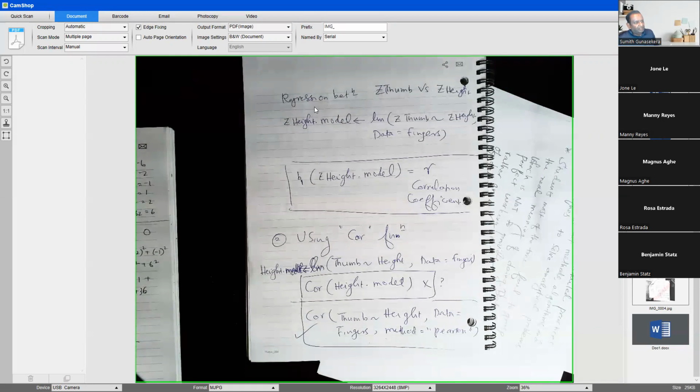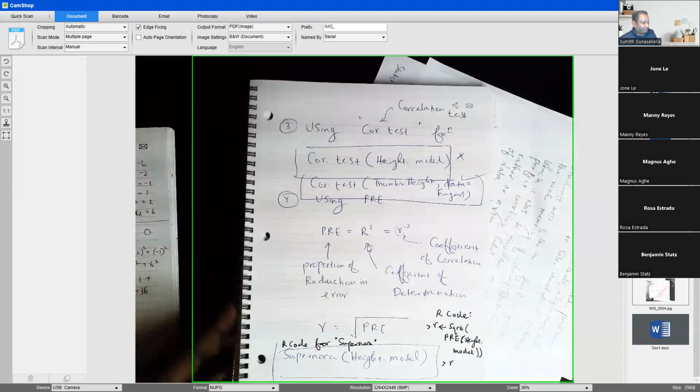Regression, big easy. See, in this one, you get the correlation coefficient using the cor function. You cannot do it like that. You have to make the full model. You have to write it with the cor function.